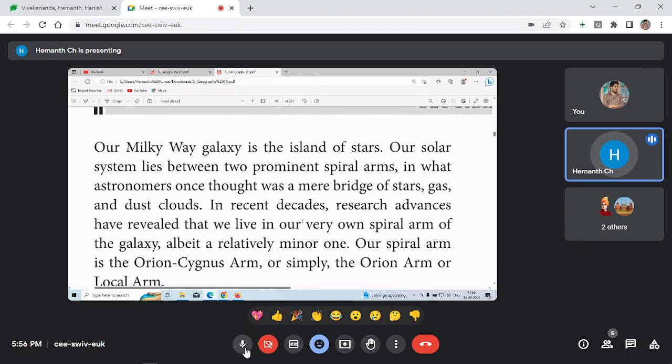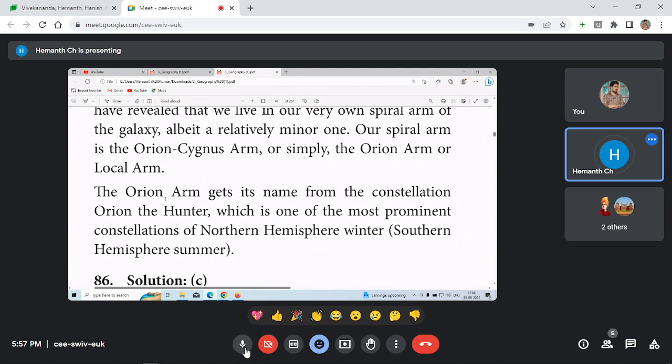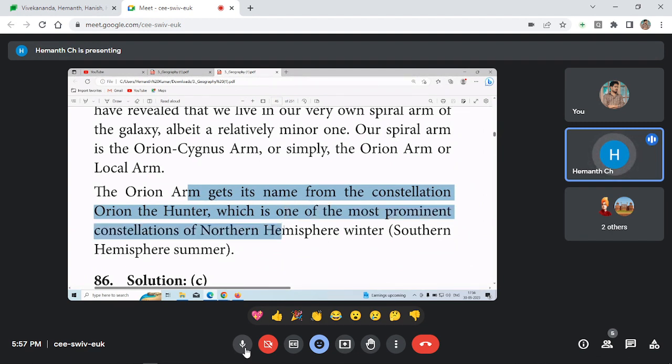Our spiral arm is Orion Cygnus, ఓరియన్ ఆర్మ్ ఆర్ Cygnus. అదే. Orion Cygnus arm, or simply the Orion arm or local arm. ఓకే. Next, the Orion arm gets its name from the constellation Orion the Hunter, which is one of the most prominent constellations of northern hemisphere winter and southern hemisphere summer.